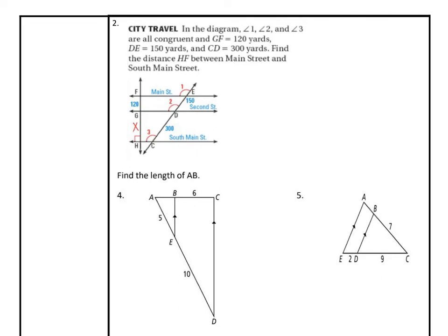Okay, now we're on the next page, example 2. In the diagram, you know that angles 1, 2, and 3 are all congruent. Those are all corresponding angles, so that tells you that these lines are parallel. Because you have 3 parallel lines, you know that these two are going to be proportional to these two. Notice how it's already marked X because you were trying to find the distance HF. You can't find the distance of the whole thing, you need to find the distance of the smaller part.